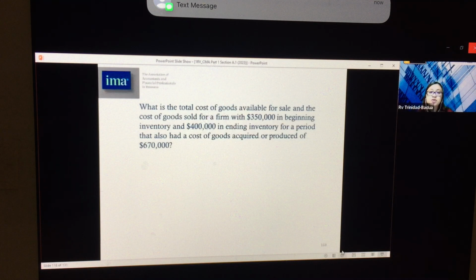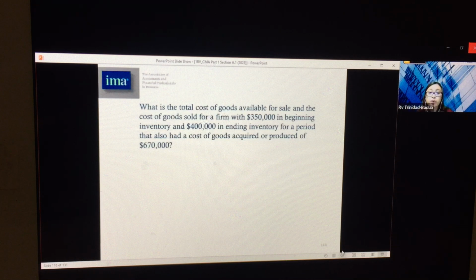What is the total cost of goods available for sale and the cost of goods sold for a firm with $350,000 in beginning inventory and $400,000 in ending inventory for a period that also had a cost of goods acquired or produced of 670,000?